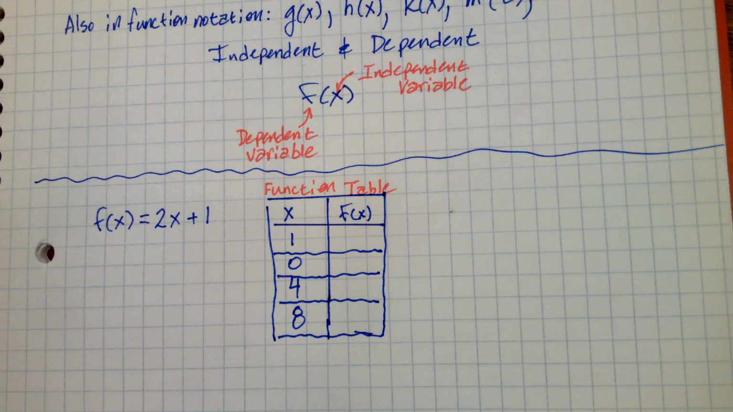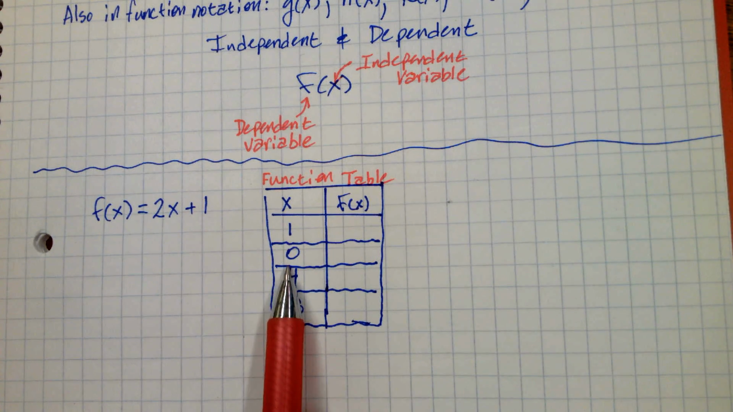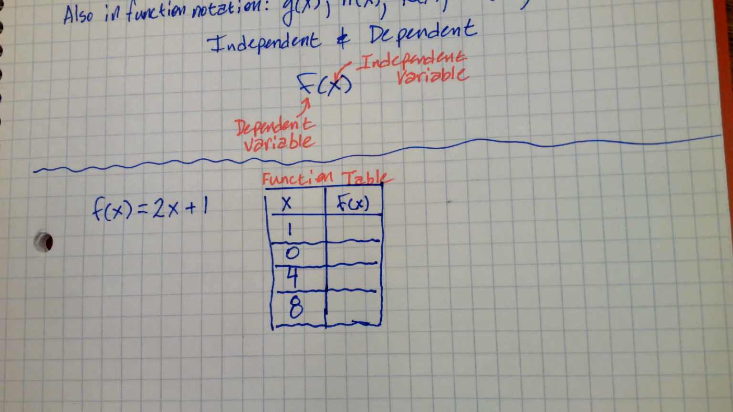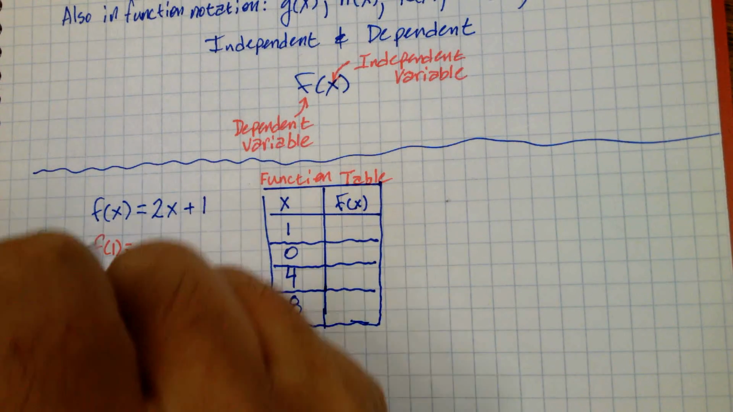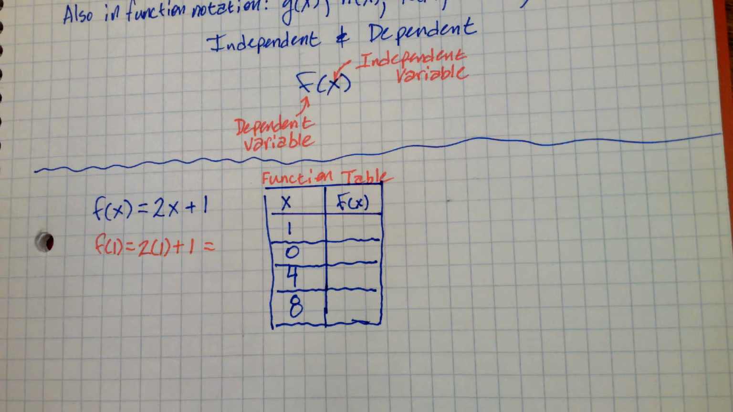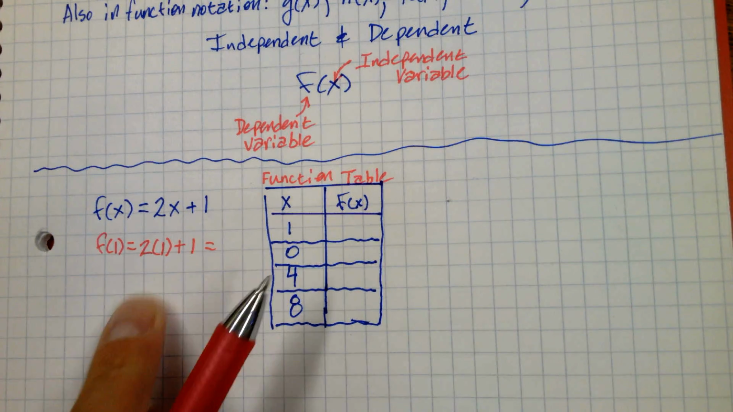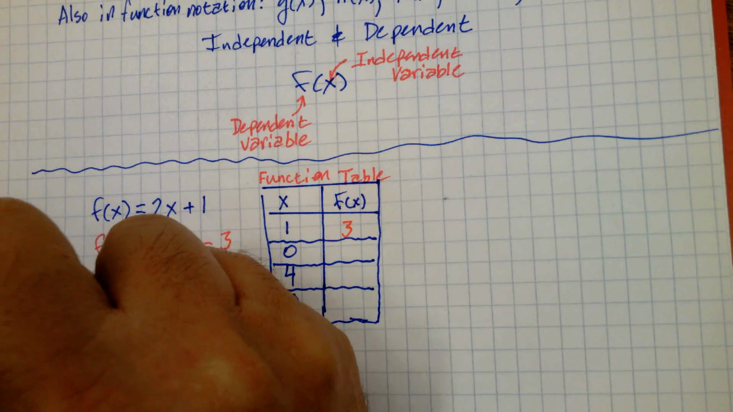Okay, so all we're going to do is apply the rule. We're going to apply the rule for f of x. So this is what we're going to do. We're going to plug in 1, 0, 4, and 8. You guys ready? First, we're going to do f of 1. Right? Because that's what we have there. So it's 2 times 1 plus 1, and we'll get an answer. 3, right? That's 2 times 1 plus 1 is 3. So this is 3.